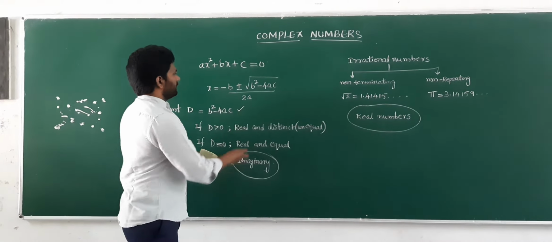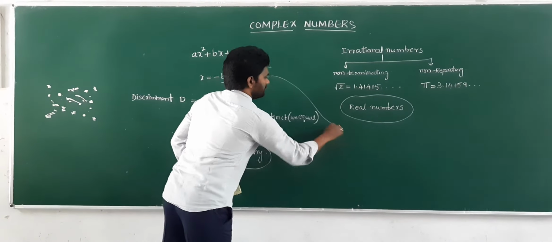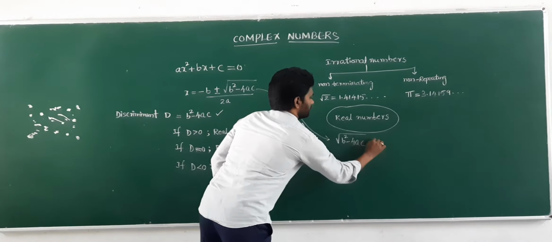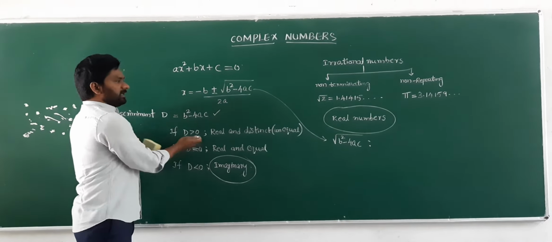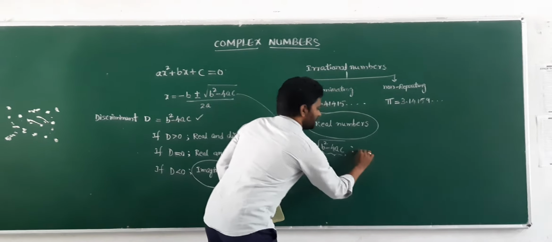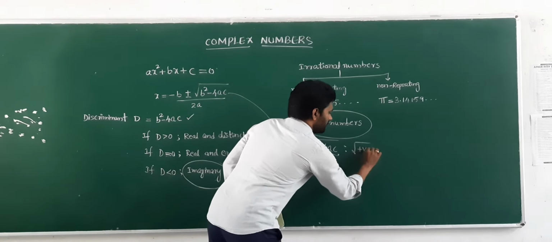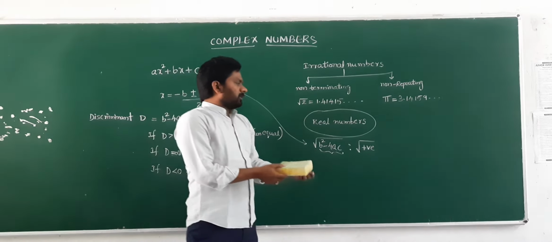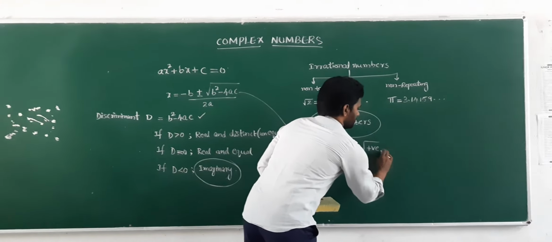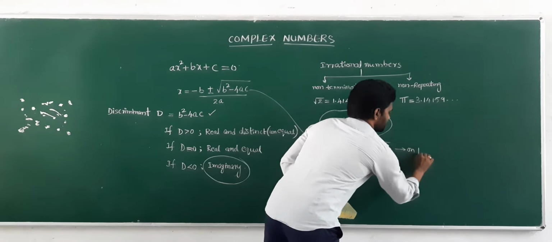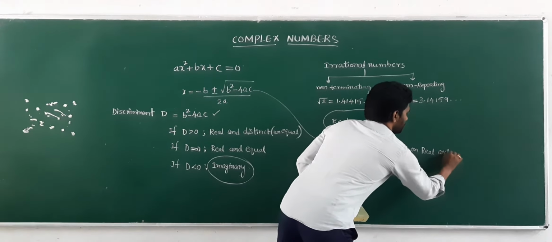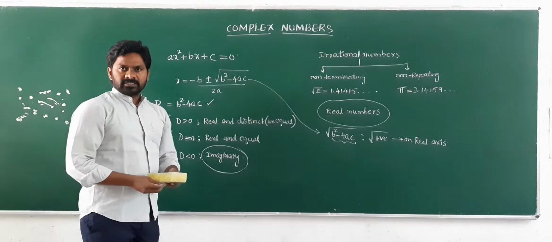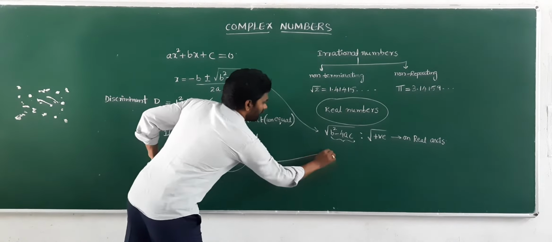Coming to this equation, we have the discriminant as b square minus 4ac. Now if the discriminant is greater than 0, that means b square minus 4ac is greater than 0, then we will get the square root of a positive number value. The square root of a positive number exists on the real axis. Next, if it equals 0, the square root of 0 is 0.